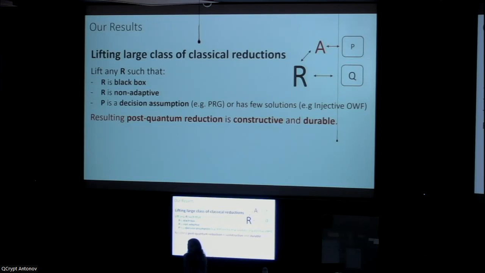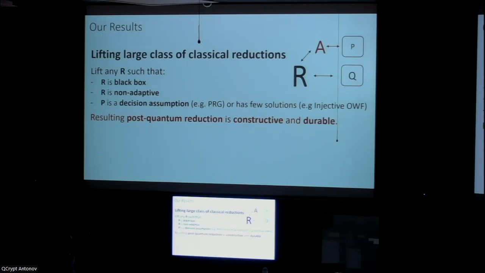Non-adaptive just means that the reduction sends the adversary challenges. It kind of thinks that it's interacting with many, many adversaries, and each adversary gets a challenge. The assumption is that these challenges may be arbitrarily correlated. However, they do not depend on the answers of the adversary. That's what non-adaptive means. Again, non-adaptive reduction means that the queries that the reduction makes to the adversary do not depend on the answers of the adversary.